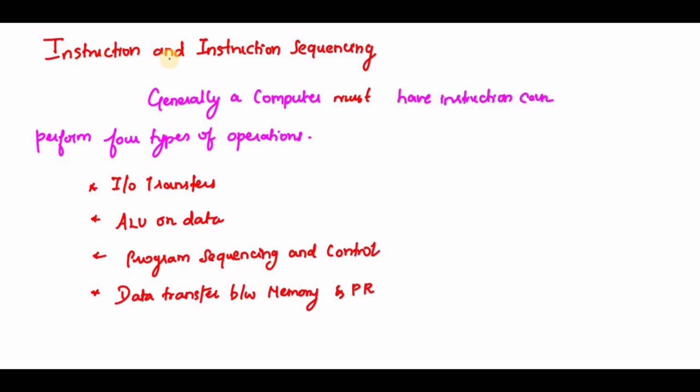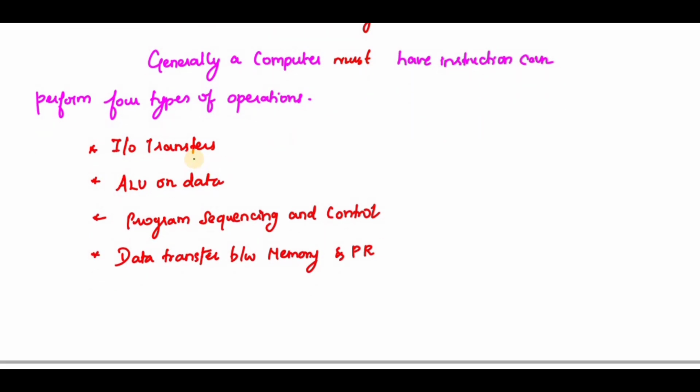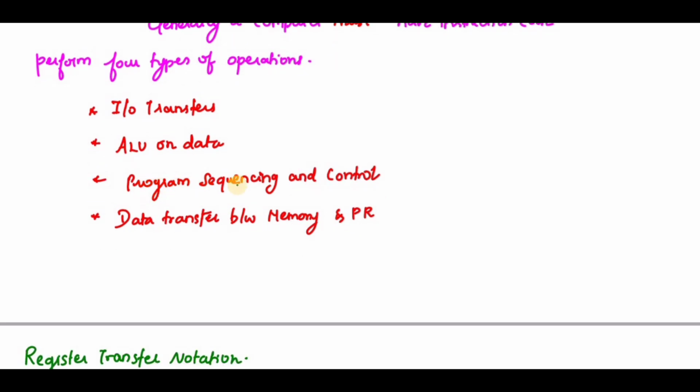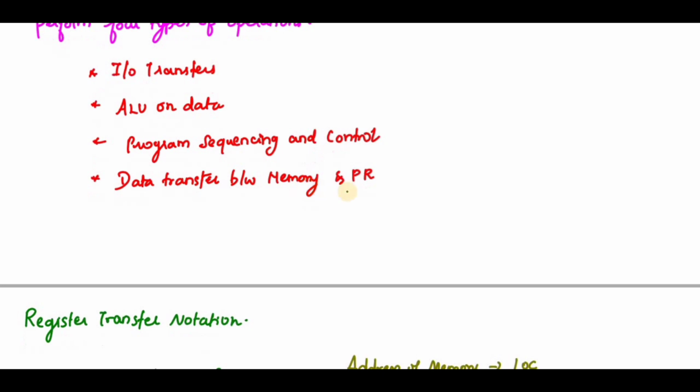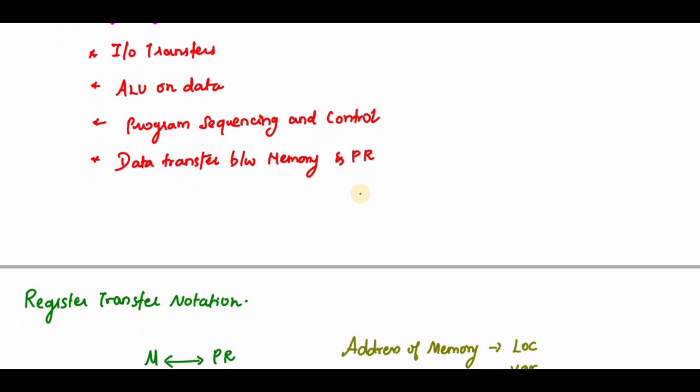In this video, we are going to discuss instruction and instruction sequencing. Generally, the computer must perform four types of operations regarding the instructions. One is input-output transfer, and arithmetic and logical operations on the given data, and it will perform program sequencing and control. Then it will perform the data transfer between the memory and the processor register.